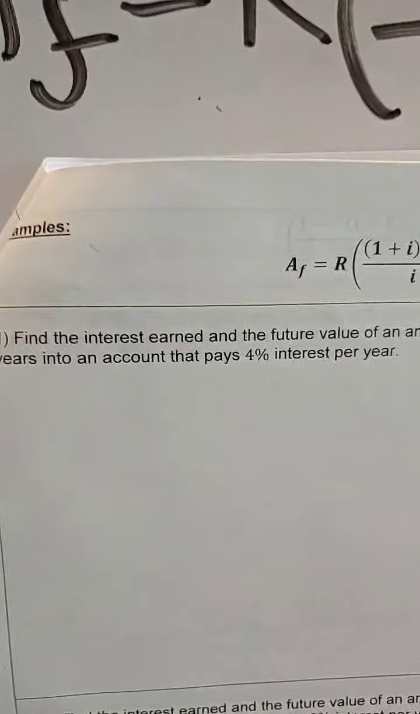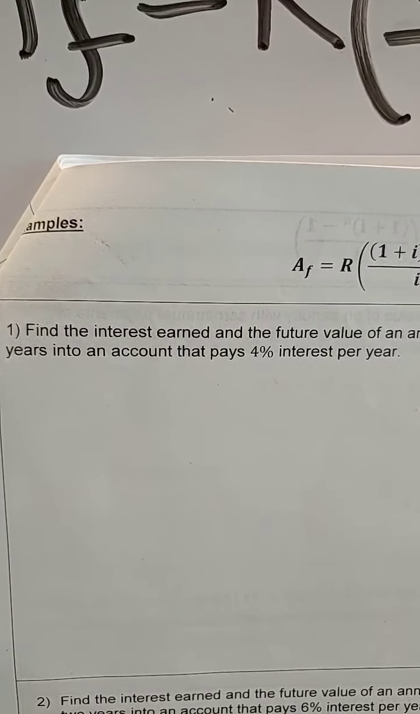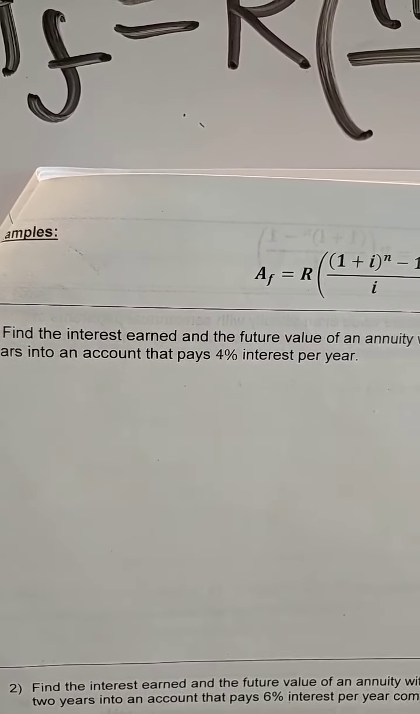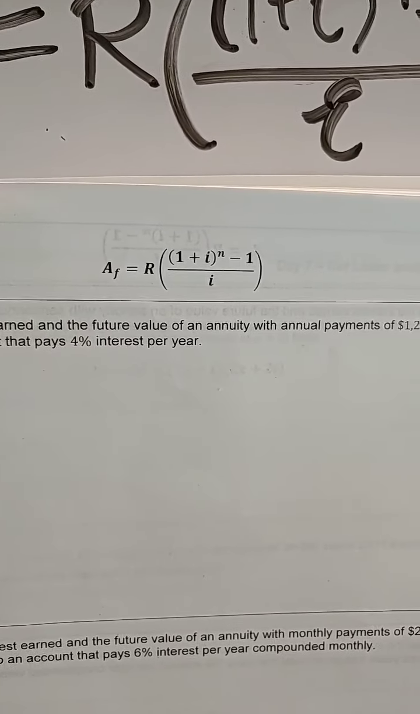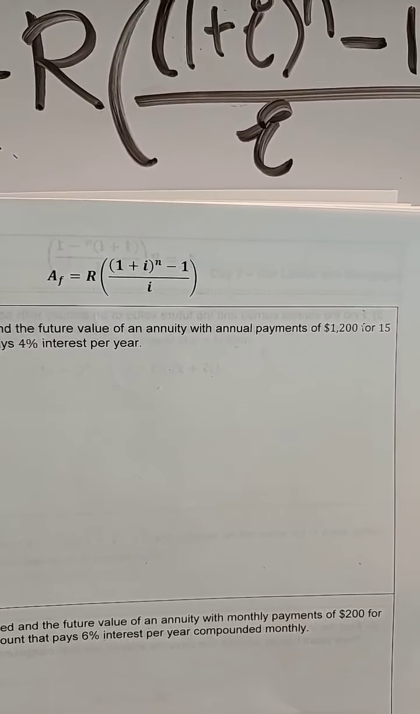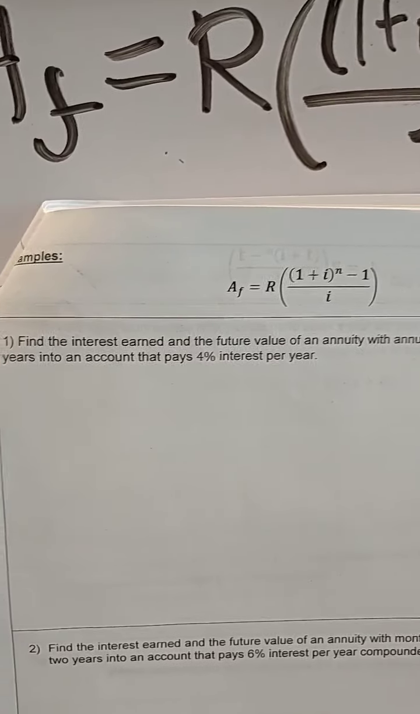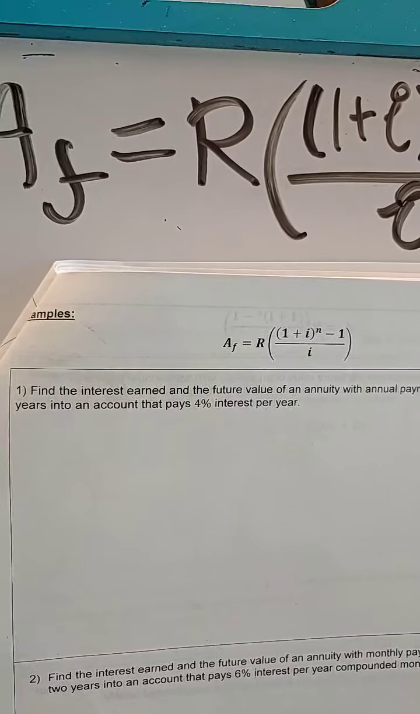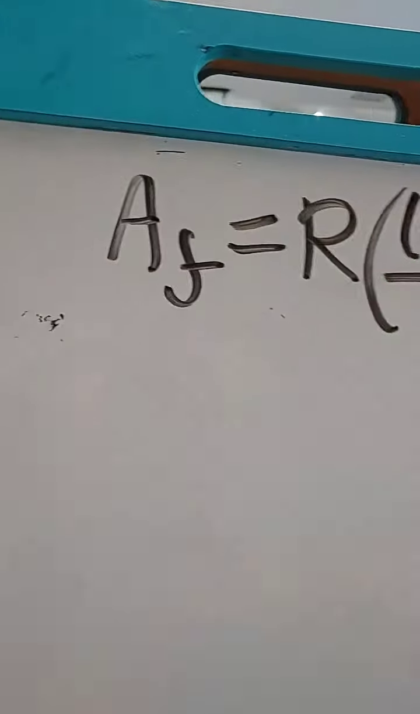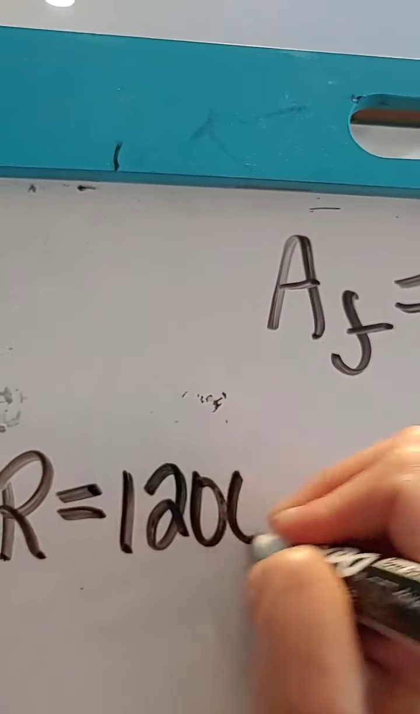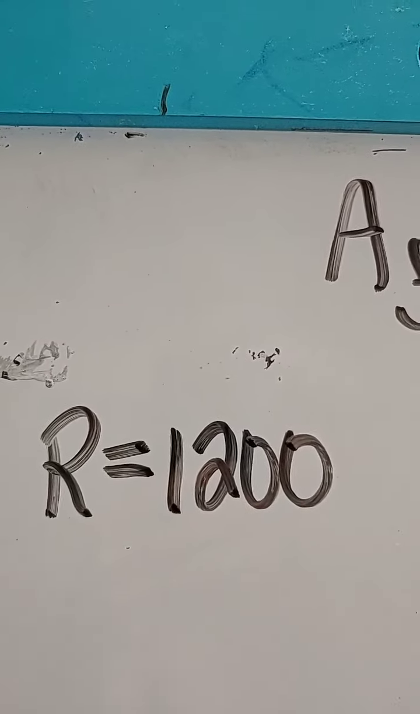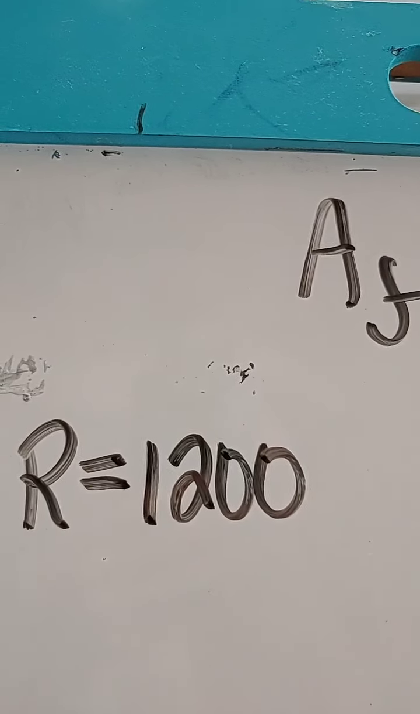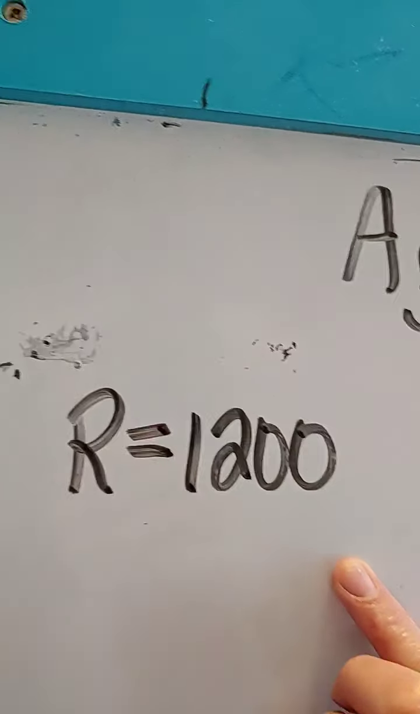All right, so we're now going to do a question with this. So if you're looking at page 33, we have number 1: find the interest earned and the future value of an annuity with annual payments of $1,200 for 15 years into an account that pays 4% interest per year. All right, so let's write down what we have. We have a recurring payment of $1,200, an annual payment of $1,200 for 15 years. Okay, annual means once a year.